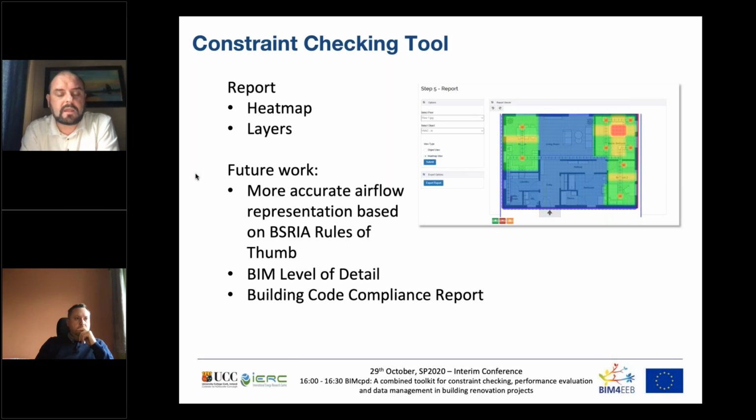In addition, over the next 12 months, we want to look more at the BSRIA rules of thumb, to look at the airflow distribution through the HVAC system to make it more accurate. And then also look at creating a building compliance report for fire safety reasons.